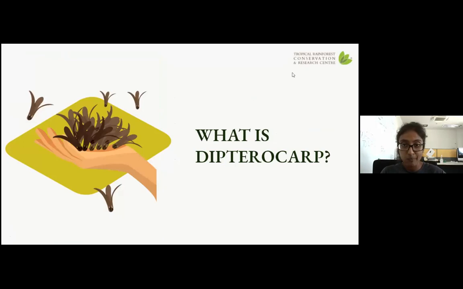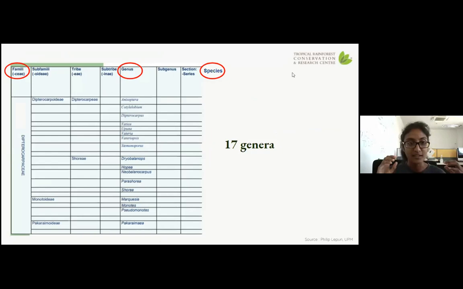So what is Dipterocarp? Dipterocarp is a plant group, and scientifically, we call this plant group Dipterocarpaceae. So this is the family. So very quickly, you have the big plant group, and as you go along, you have different classifications to narrow down a tree to a specific species. So you give a specific Latin name to this species because this species has its own unique characteristics.